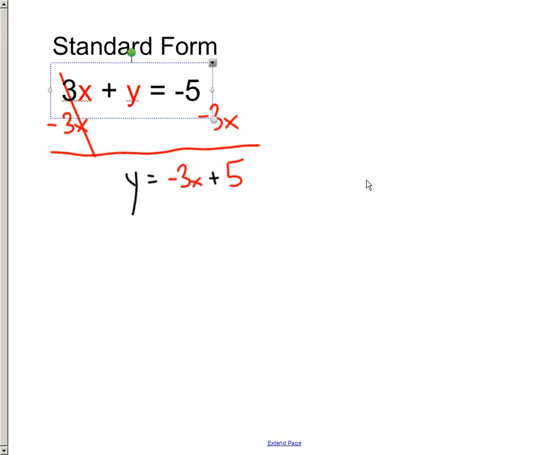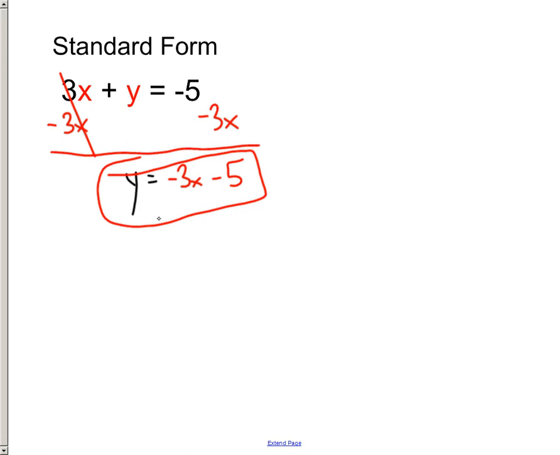If it was negative like that, then instead of putting a plus sign there, this negative 5 would just fall right down behind it. And so y equals negative 3x minus 5. And since there's nothing in front of this y, there's no negative sign, there's no coefficient, we're good. We've made that the slope-intercept form. And now you know how to go from a standard form to the slope-intercept form so you can easily graph it.